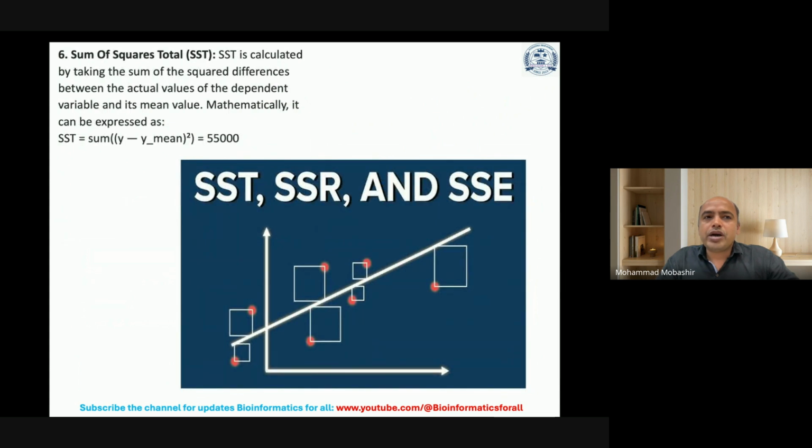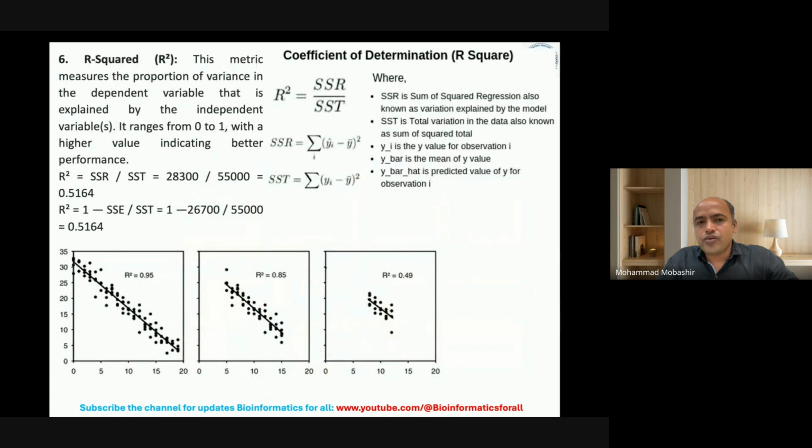So the next part you need to see is sum of squares. The total, that is SST, is calculated by taking the sum of the square differences between the actual values of the dependent variable and its mean. So here you can go for it.